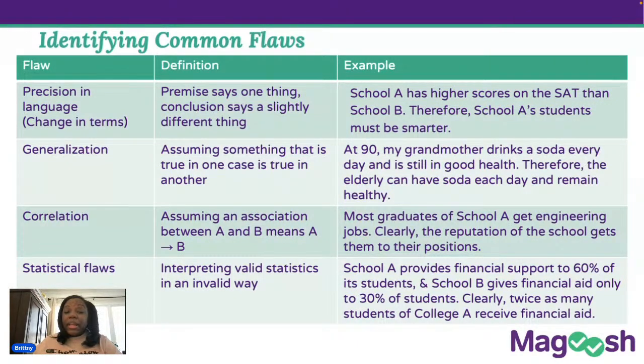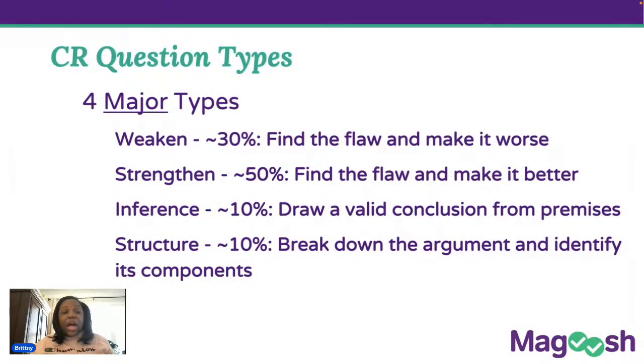So a weakening question would cause you to take this disconnect that we've identified between our premise and our conclusion and make it worse. Something that, if true, our answer choices would say, oh, yeah, now this flaw is really, really bad. We can definitely identify that this is untrue. Okay. A strengthening question is going to tell you to find the flaw and make it better.